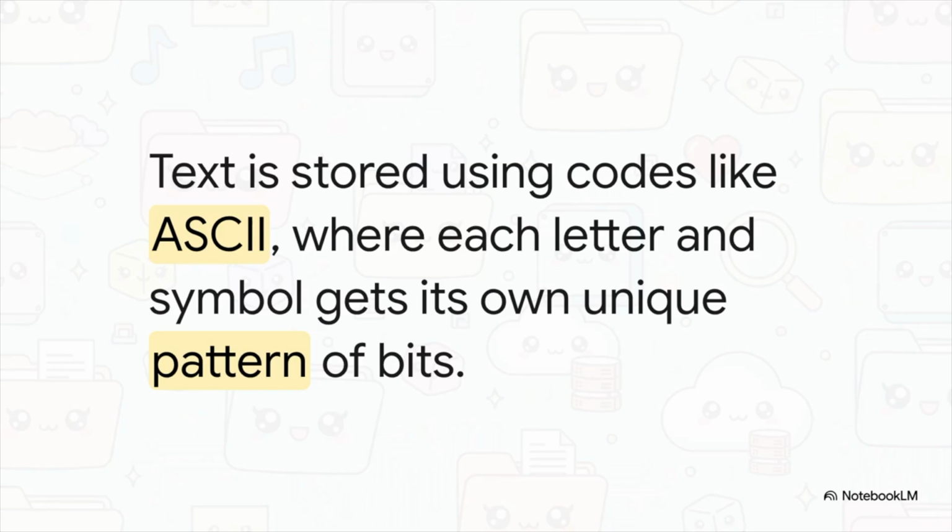So you might be wondering, how does a big old string of ones and zeros become something we can actually read, like the word hello? It's all about translation, using codes like ASCII. For instance, the binary pattern 100001 always means an uppercase A. Every single character you type gets its own little secret code.